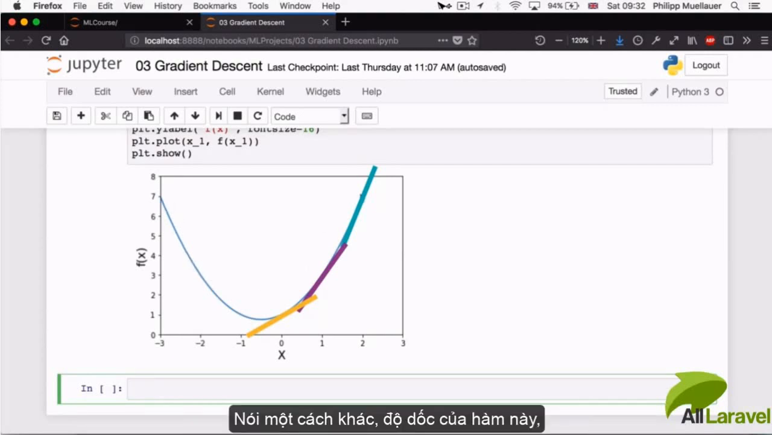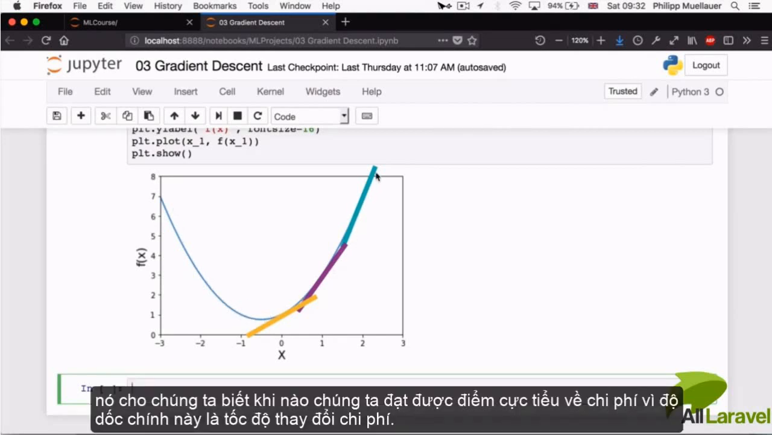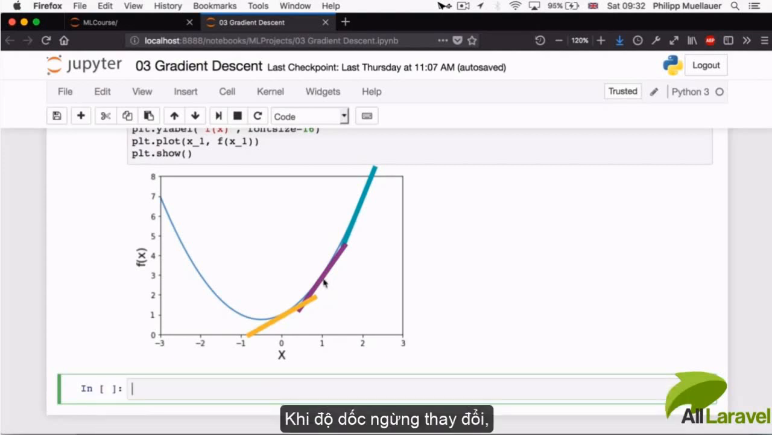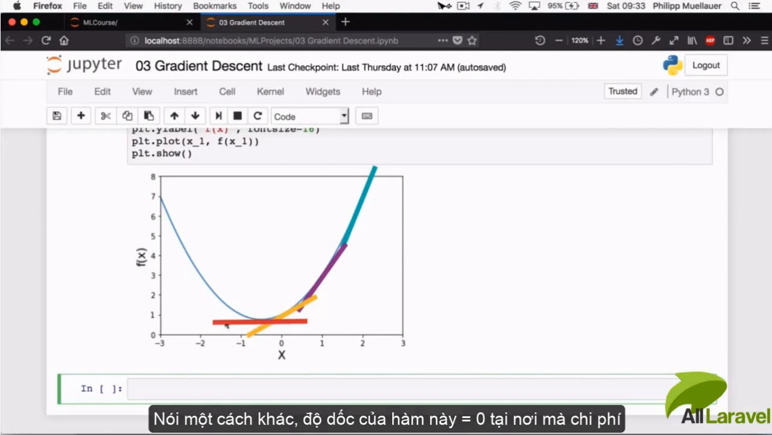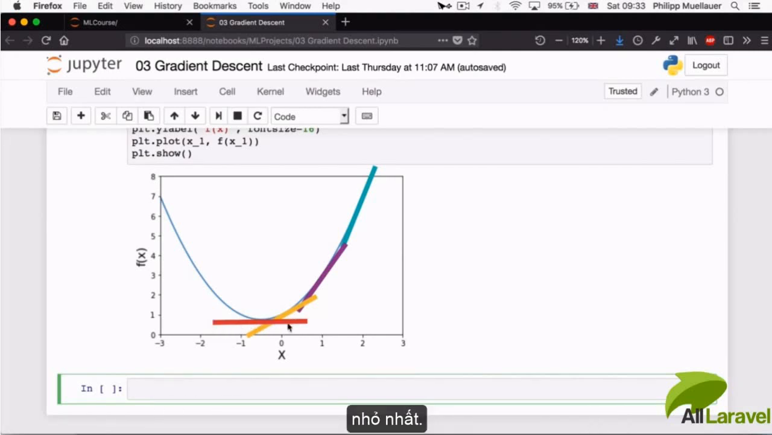So in other words, the slope or the steepness of this function is telling us when we've reached our minimum cost, because that slope is the rate of change. And when this slope stops changing, well, on this graph, we know that the cost is equal to the lowest value. In other words, the slope of this function is going to be equal to 0 at the point where the cost is the lowest.